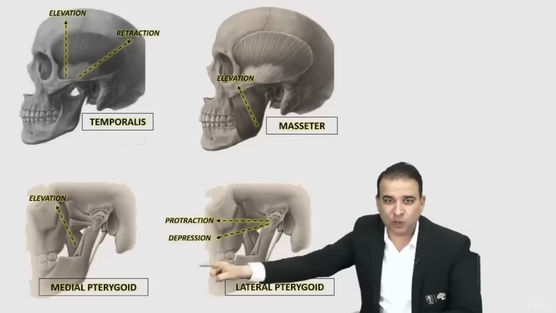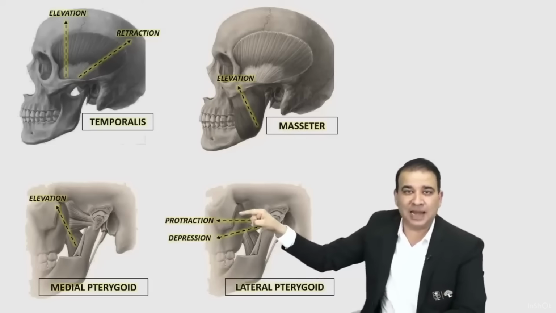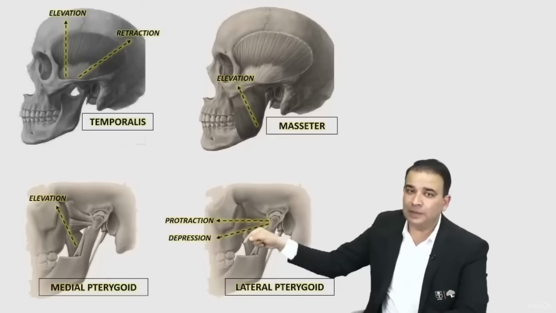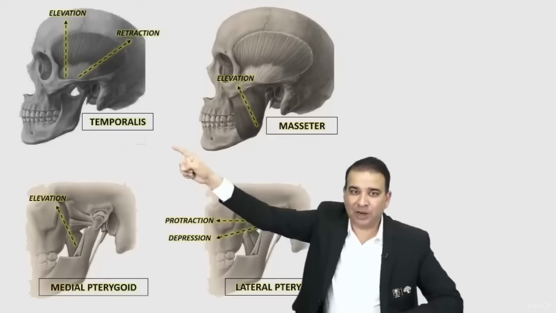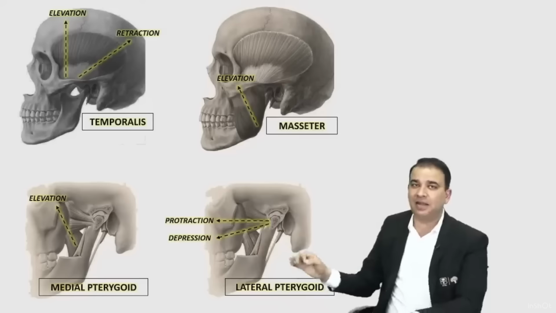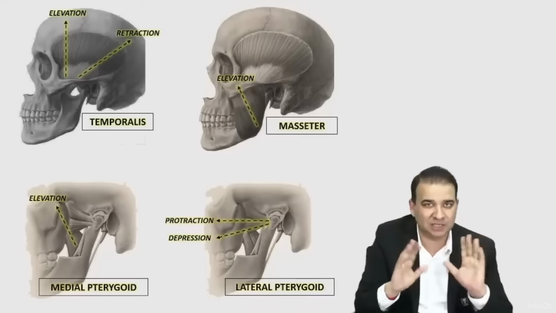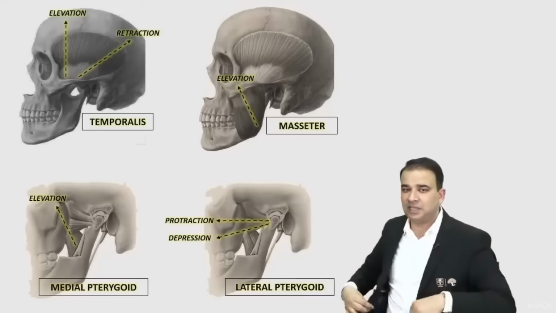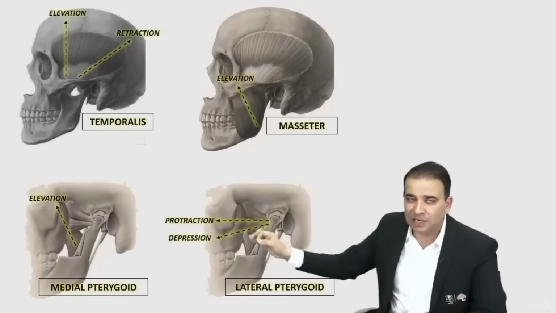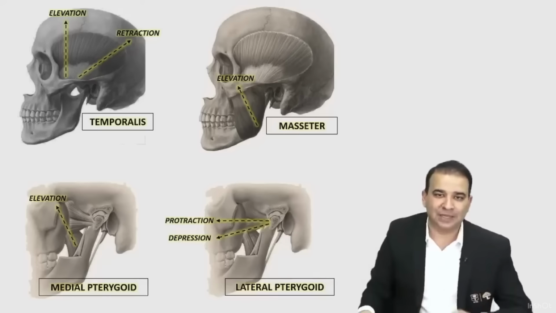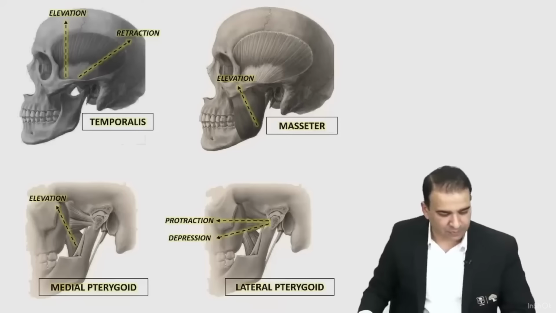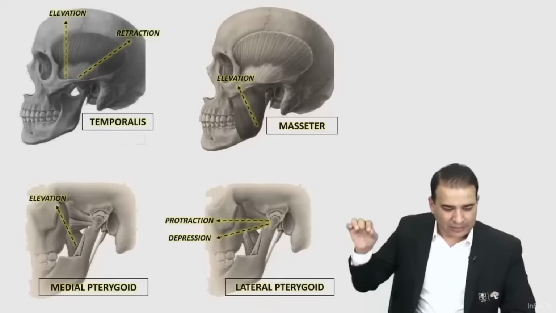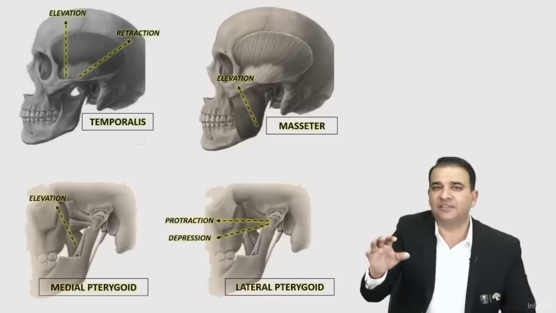These two muscles are also causing the protraction, but the main protraction is by lateral pterygoid, and it is the only depressor. Like the only retractor is temporalis, the only depressor is the lateral pterygoid from the muscles of mastication. We are not talking about muscles outside the muscles of mastication. In the muscles of mastication, the only depressor, or the only muscle which will help in the opening of mouth, is the lateral pterygoid.